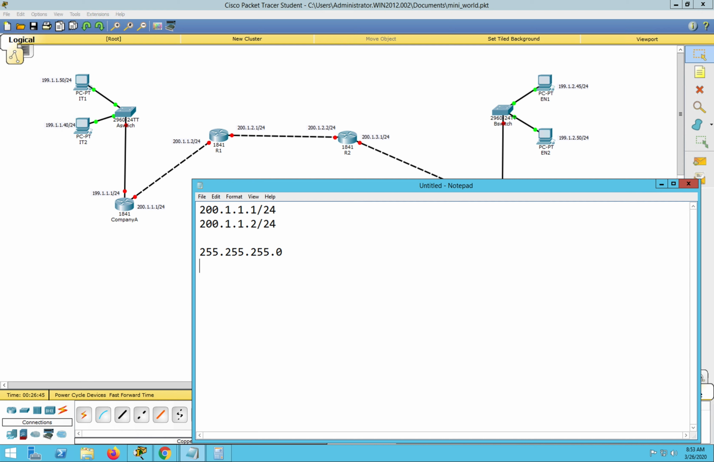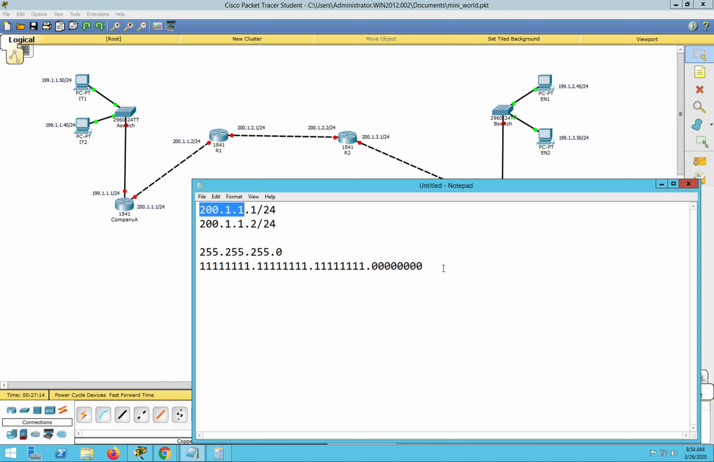Just to remind you where those numbers come from, because it's slash 24, if you write this out in binary, it happens to be 24 ones, and everything else is zeros. So that's what the slash 24 means. It means that there's 24 ones in the network mask. In other words, the network that I'm using here is the 200.1.1 network. In this particular link, I'm using the 200.1.2 network, and in this one, I'm using the 200.1.3 network.